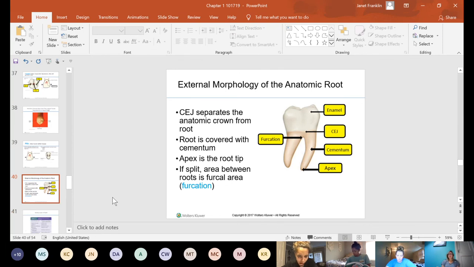So then there's junctions within your root anatomy and your tooth anatomy. Junctions are where two surfaces meet. So your CEJ is a really big one that we need to know about. If you look at this picture on slide 40, your CEJ is your cemento enamel junction. It's where the cementum and the enamel meet. It's called the CEJ. And usually with an instrument, you can feel that division.